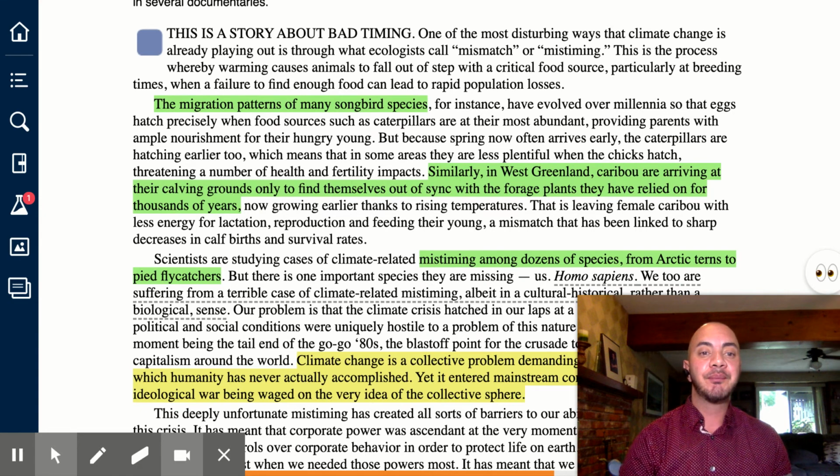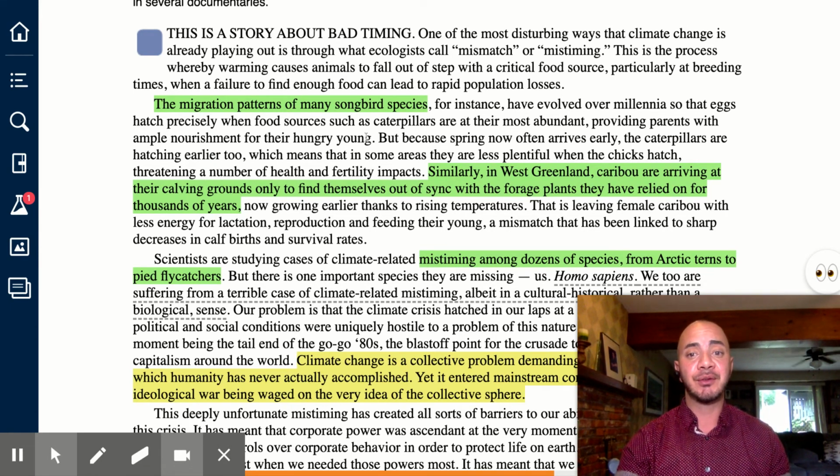Let's continue on. "The migration patterns of many songbird species, for instance, have evolved over millennia, so that eggs hatch precisely when food sources, such as caterpillars, are at their most abundant, providing parents with ample nourishment for their hungry young. But because spring now often arrives early, the caterpillars are hatching earlier too, which means that in some areas they are less plentiful when the chicks hatch, threatening a number of health and fertility impacts.